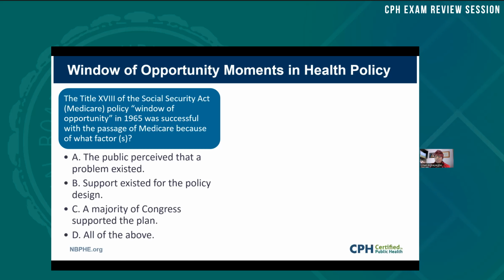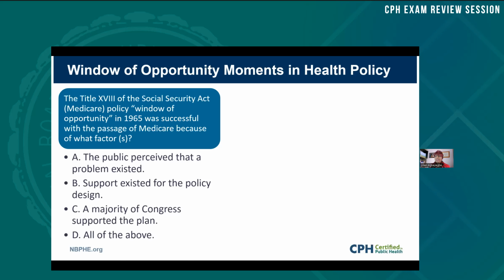I wonder what people think. This is one of those places where I'll look at the chart to see: do you think we passed it because the public perceived that the problem existed, there's support for the existing policy, a majority? What are people's thoughts? Let me see the voting on that. D. I'm seeing a majority of D. I've only seen one B. And it is D.